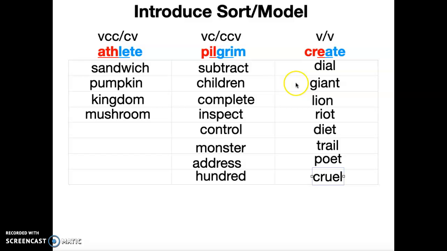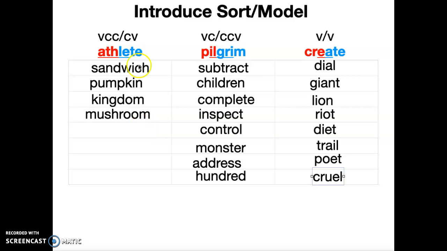Dial, giant, lion, riot, diet, trial, poet, cruel. How about this column? What do you notice about the words in this column? What pattern do you see in the middle of the word? What do you notice about the two consonants right before or after the syllable breaks? That is right. They are a blend or digraph.